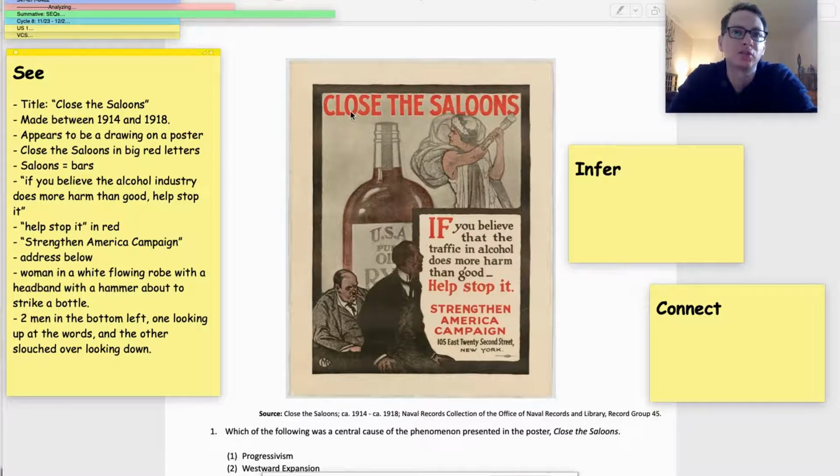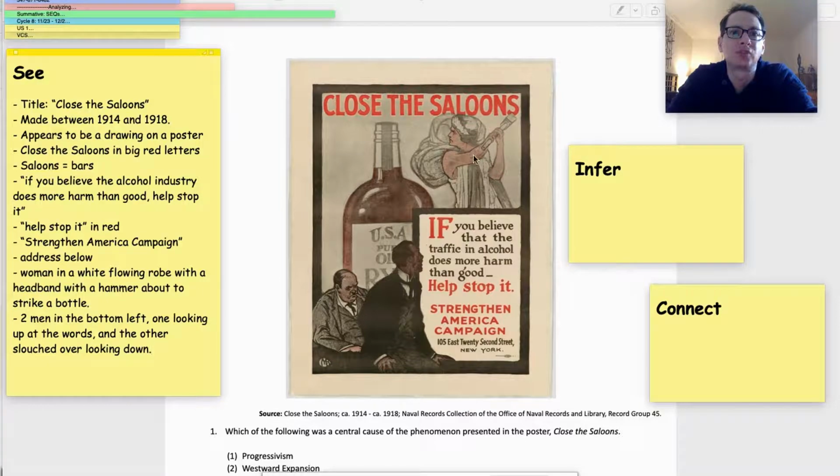So moving on to the image itself, I'm going to analyze it by dividing it into sections so I don't miss anything. And in the first top section, I see that the words close the saloons are in big red letters at the top, and saloons is another word for bars. Then moving down, I see words that say, if you believe the alcohol industry does more harm than good, help stop it. And help stop it are in red letters. So just like the title, they really pop out. Then I see Strengthen America campaign also in red, and there's an address below it.